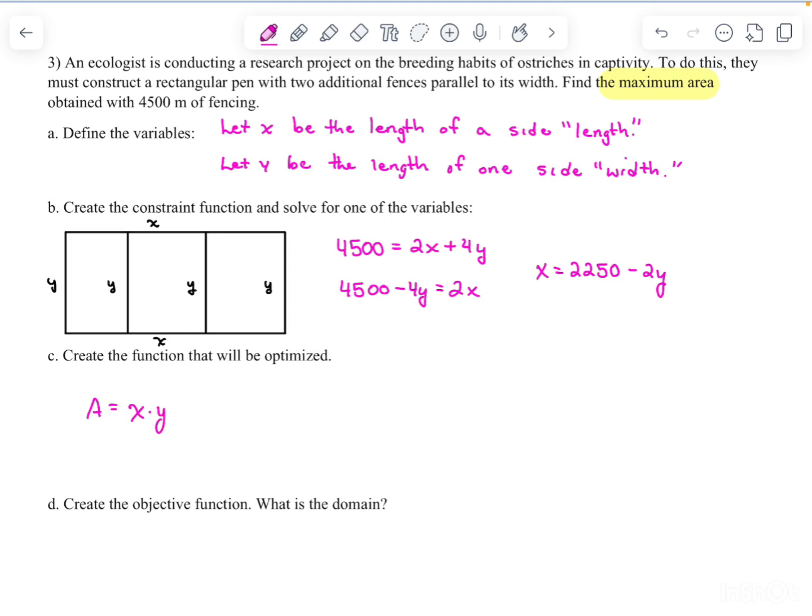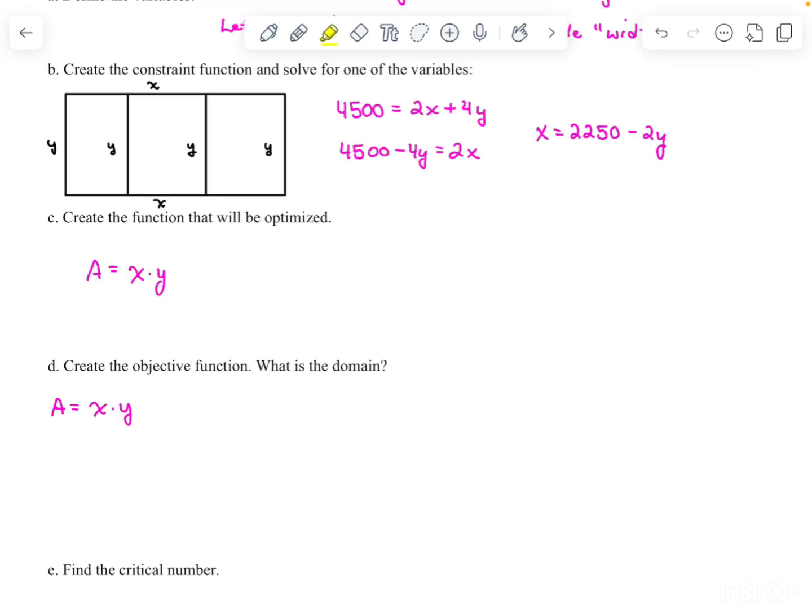Part D, create the objective function and find the domain. To create the objective function, I'm going to substitute 2,250 minus 2y in for x and create a function of y. That will look like this. Next, we're going to distribute the y. So the objective function is 2,250y minus 2y squared.